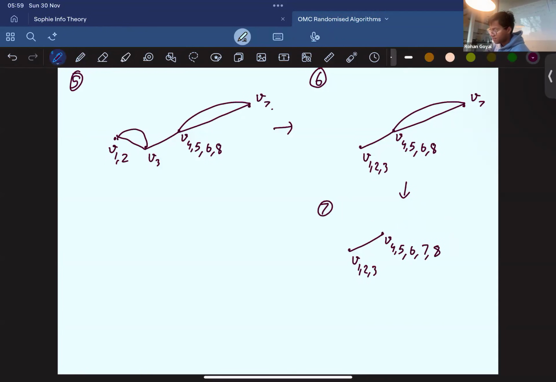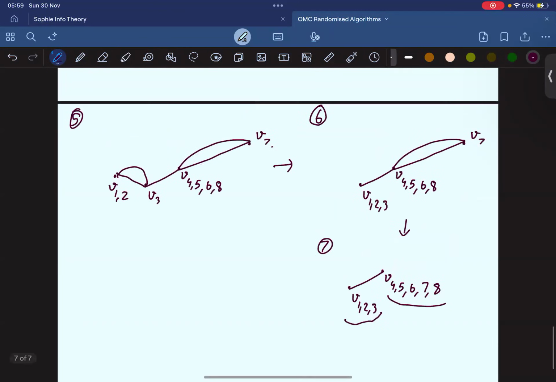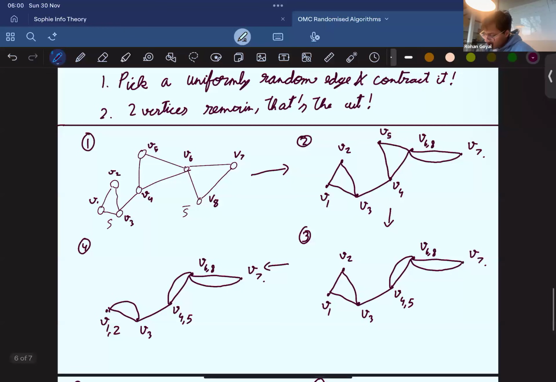So now there are some vertices on this node, some vertices on this node. We declare that this is the cut. So V1, 2, 3 is one side of the cut, V4, 5, 6, 7, 8 is the other side of the cut. Okay, that's the cut. How did this happen? So we just go back and say, you divide 1, 2, 3 in one half and 4, 5, 6, 7, 8 in the other half. How did that happen? This is magic.